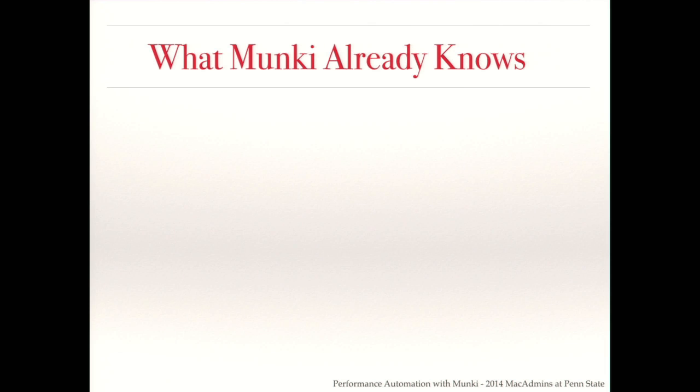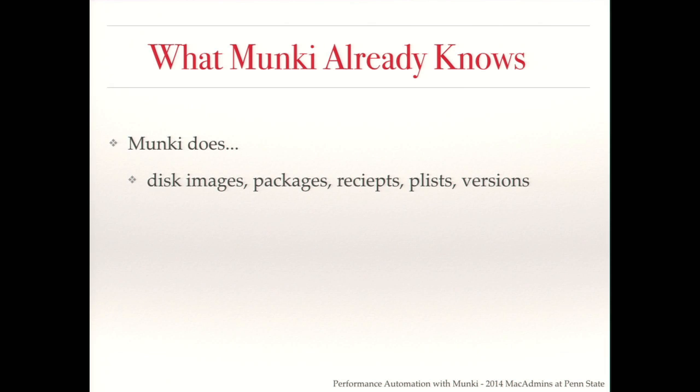So what does Munki already know? Munki knows disk images, packages, receipts, plists, and versions. Even if you start deploying Munki and users already have, say, Google Chrome, and you've just put Google Chrome in your repository, Munki will say, okay, they already have Google Chrome. Do I have the newer version? And if it does, it'll update. You don't have to re-image everybody. Munki's smart enough to know it has the software, but do I have an update for it? That's really nice because you don't have to bring everybody back in and redo their systems.